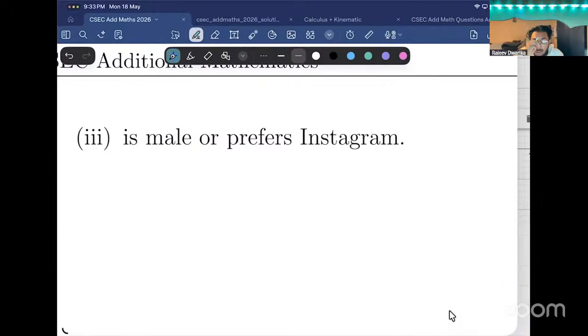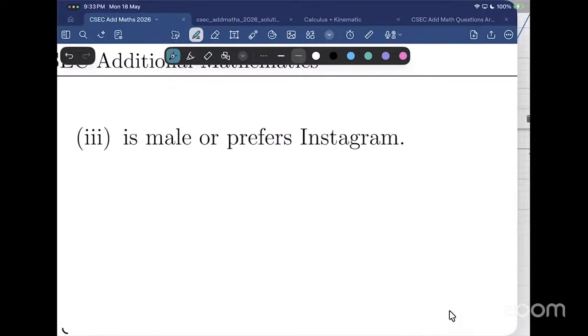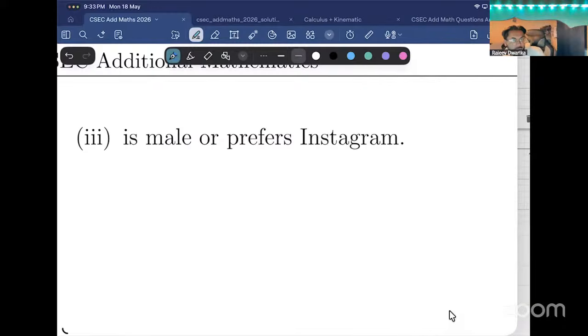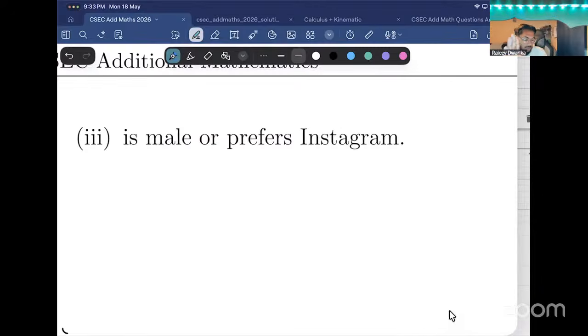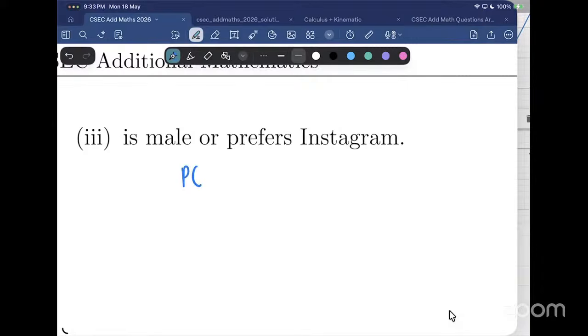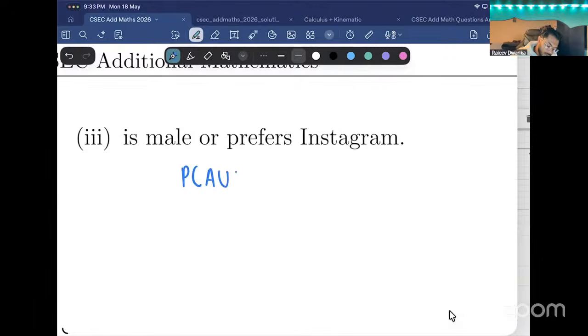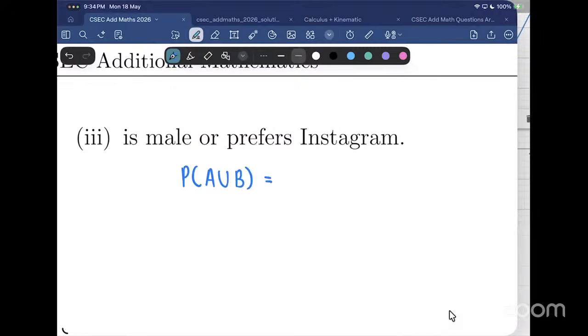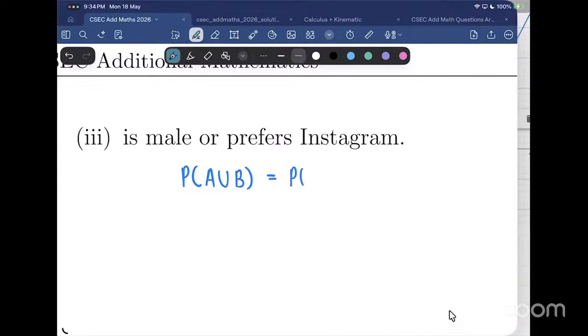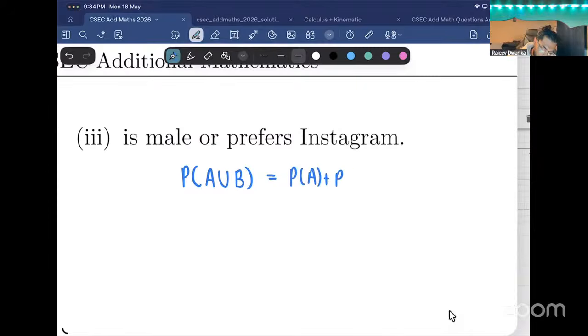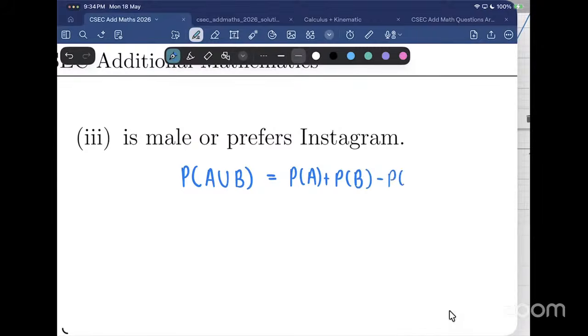Non-mutually exclusive events considers the probability that there are overlapping events. If events could happen at the same time, would I want to count them twice? No, so I'd want to subtract the intersection. The formula for non-mutually exclusive events looks like this. If I wanted to add the probability of A and B, I would have to minus the intersection from that. So that'll be the probability of A plus the probability of B minus the probability of A intersect B.